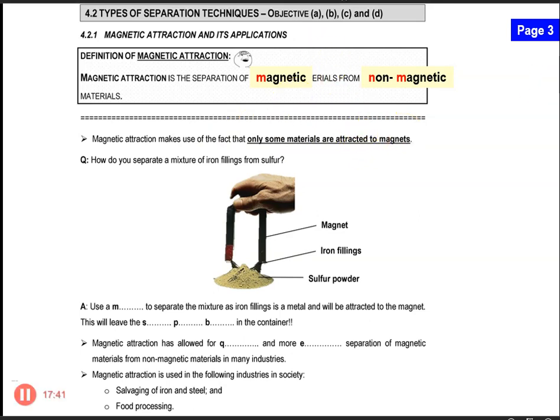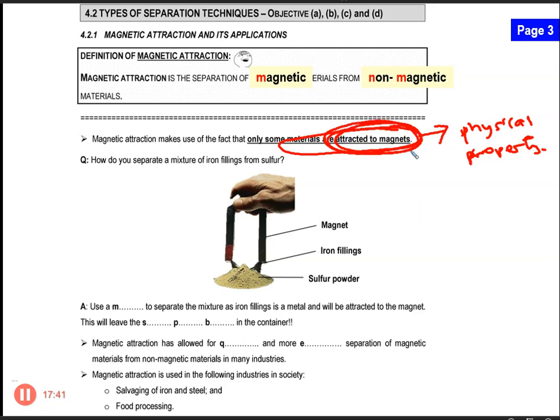This part here, when materials are only attracted to magnets, can you tell me which factor is this? Is this a substance that you want to get, or do you think this is a physical property? You're right. Okay, this is a physical property. So the physical property of the substance must be that it is attracted to magnets. Okay, so you will not use this method if you have substances that are not attracted to magnets at all. So this is basically one factor that will influence the type of method that you want to choose.